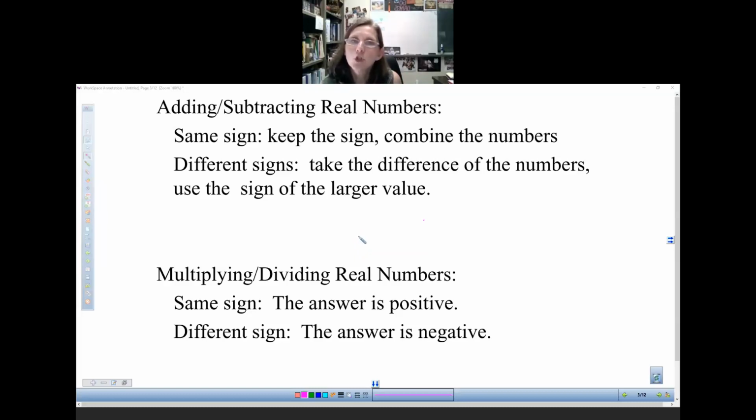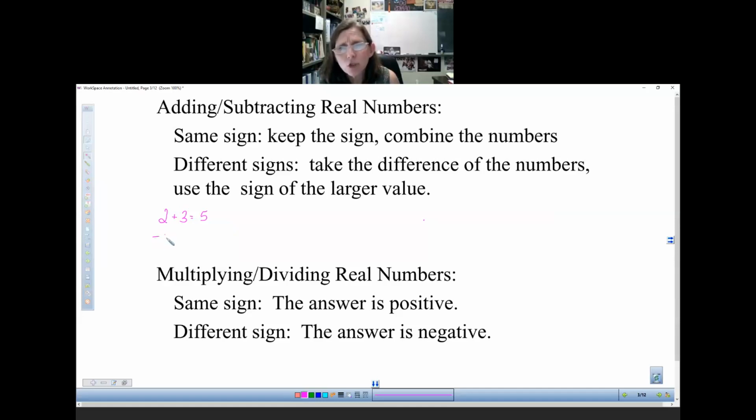Starting off, we're talking about adding and subtracting real numbers. This is just a reminder of how to do this. If you have two numbers that have the same sign, essentially we're going to combine those two numbers. Let's say I just have 2 plus 3. That's straightforward and gives us 5, because we can take 2 steps forward and then 3 steps forward, and we end up 5 steps from where we started.